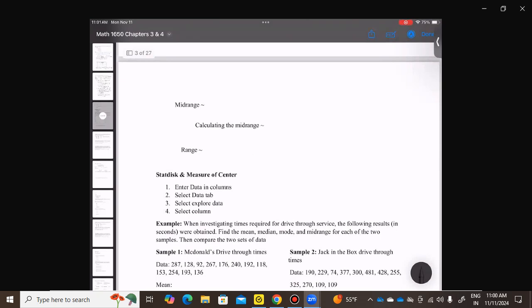Alright, the mid-range. Found by averaging the minimum and maximum values.